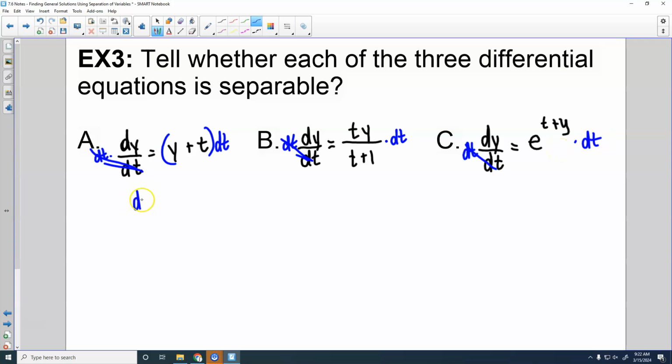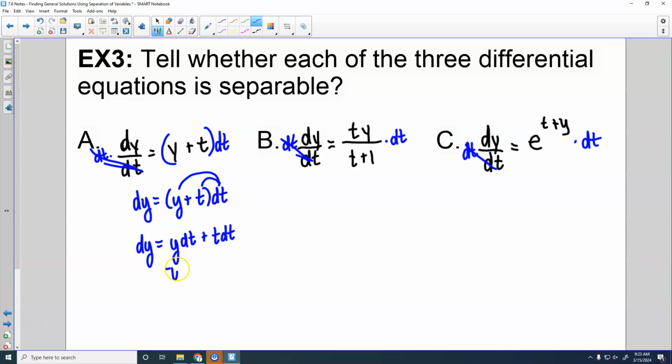Alright, so I've got dy equals y plus t dt. That y is in my way. Can I get rid of it? Okay. Could I subtract it? Why not? Right. So if I wanted to try to subtract it, I'd have to distribute that dt, right? So I'd have dy equals y dt plus t dt.